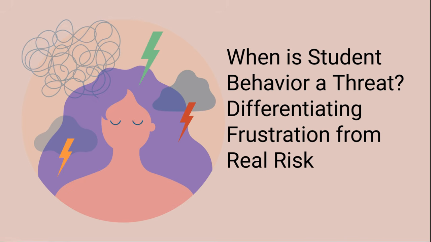Today we'll be discussing how to distinguish between student behaviors that reflect frustration, stress, or emotional dysregulation, as well as behaviors that may represent a genuine threat to safety. As educators and support staff, we encounter students who are upset, overwhelmed, angry, or impulsive. While these situations can be concerning, not every concerning statement or behavior constitutes a threat.